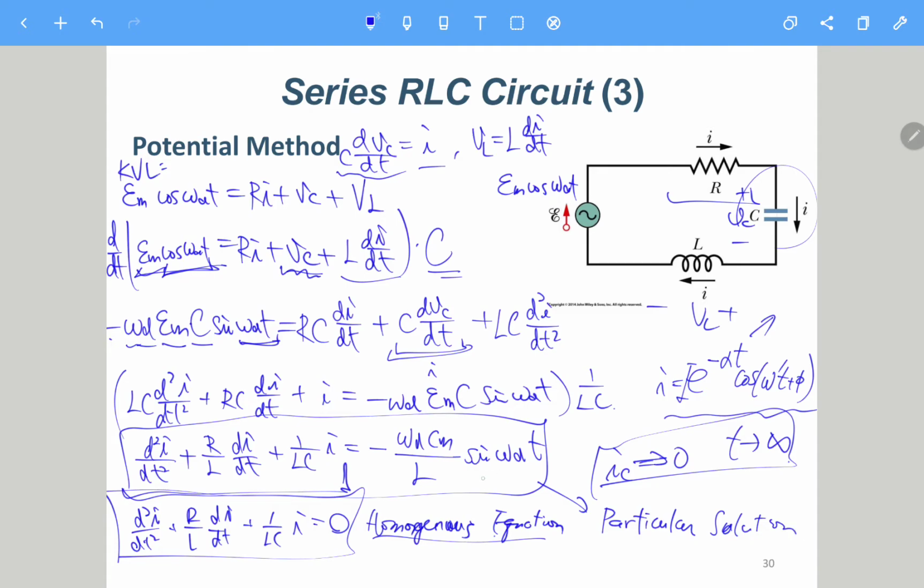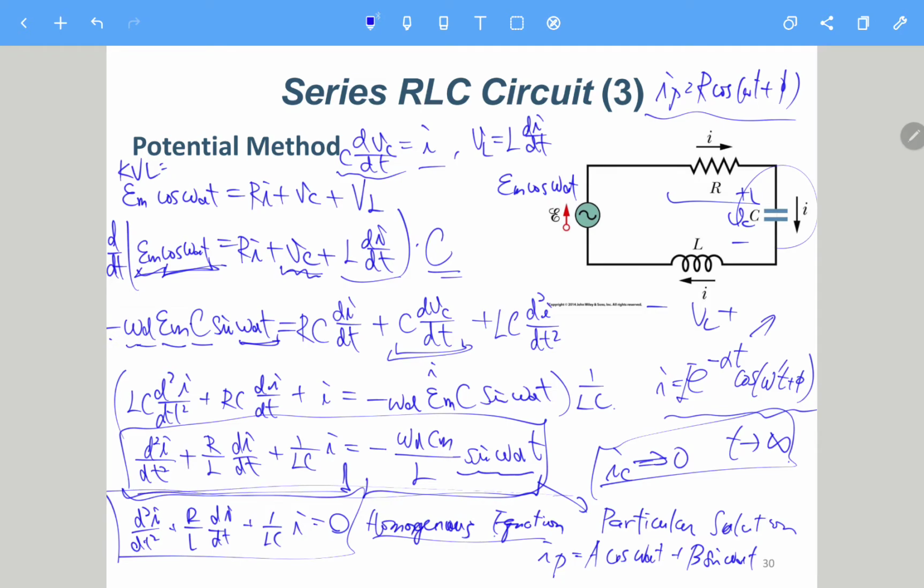As for the right-hand side, we have a sinusoidal wave, which means that the particular solution I_P will be like a cosine omega_d t plus b sine omega_d t. Or maybe you can write it as I_P equals r cosine of omega t plus phi. Then you plug into this equation to solve for r and phi, or a and b.